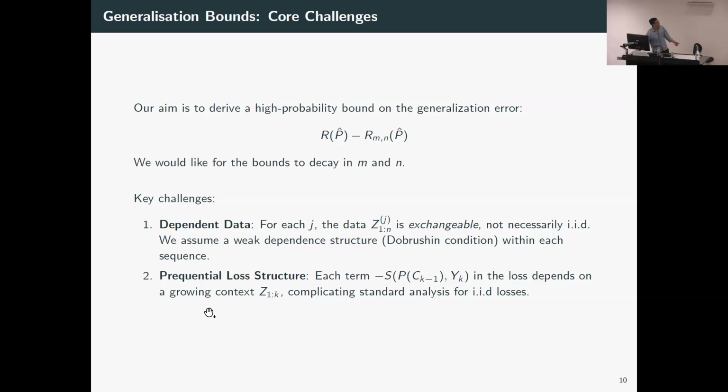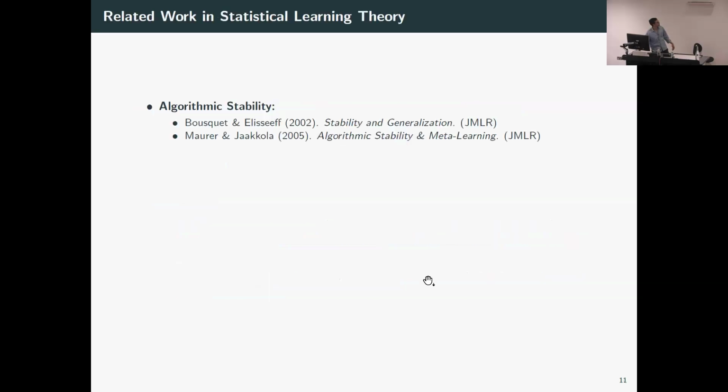The other complication is that the loss has a sequential structure. Each term of the loss is a score of this form, which depends on a whole range of observations instead of just a single observation pair. The theorems I'm going to present mainly draw on the theory of algorithmic stability. They're based on assumptions that the algorithm we use is stable, that it is not too sensitive to any particular training observation.